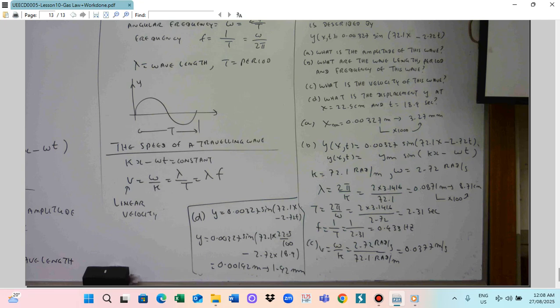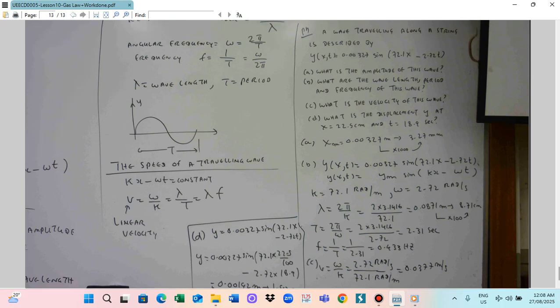y(x,t) is equal to 0.00327 sin(72.1x minus 2.72t). In this case, we have to calculate the amplitude of the wave. The amplitude of the wave is here 0.00327 meter. So ym is equal to 0.00327 meter, or 3.27 millimeter. So multiply the meter value with 1,000, and you get the millimeter value.